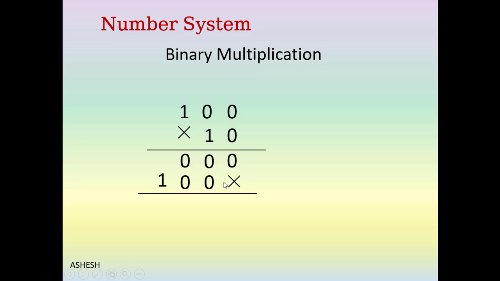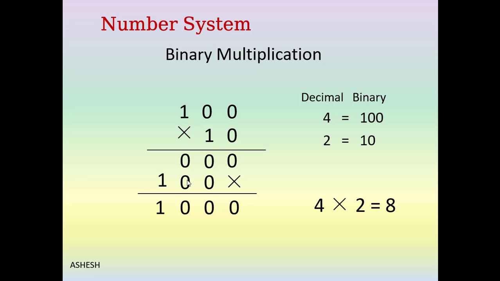Now here is no number, so 0 will be put here. Adding 0 to 0 is 0. Adding 0 to 0 is 0. 1 will be here. We know that decimal 4 is binary 100, decimal 2 is binary 10. So 4 multiplied by 2 is 8, and decimal 8 equals binary 1000.